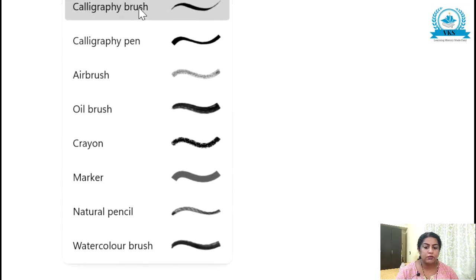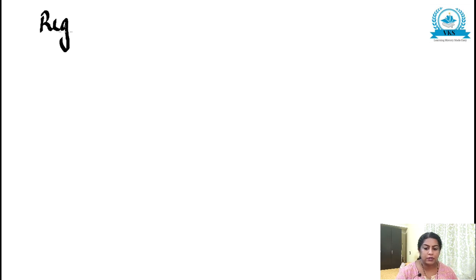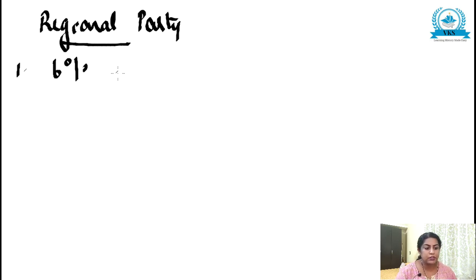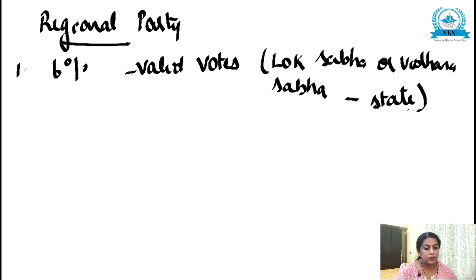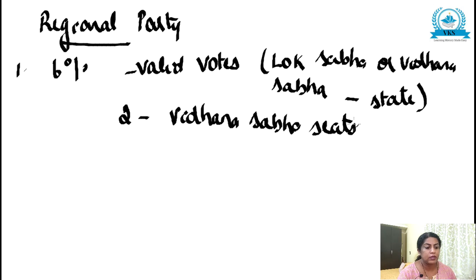Now what is the criterion for a party to be recognized as a regional party? That is the next point we are going to see. For a party to be recognized as a regional party, what has to be there? First one is 6% of valid votes in Lok Sabha or Vidhan Sabha elections from the state, and 2 Vidhan Sabha seats. That is one criterion.